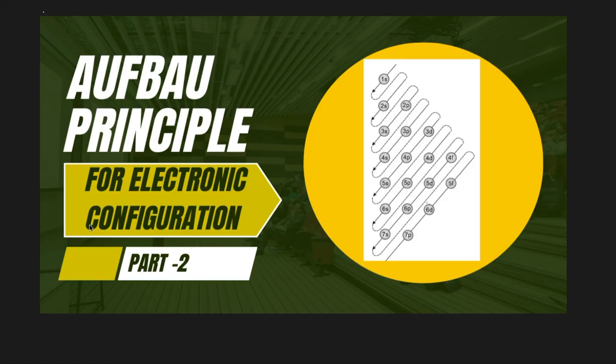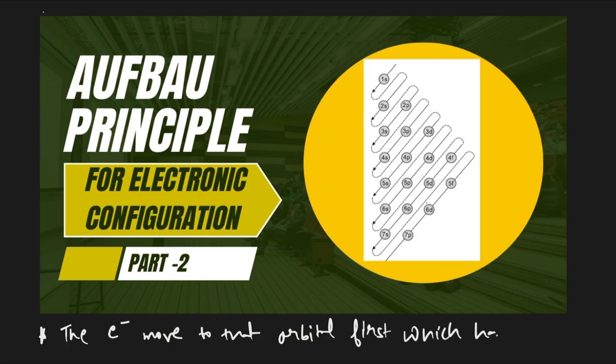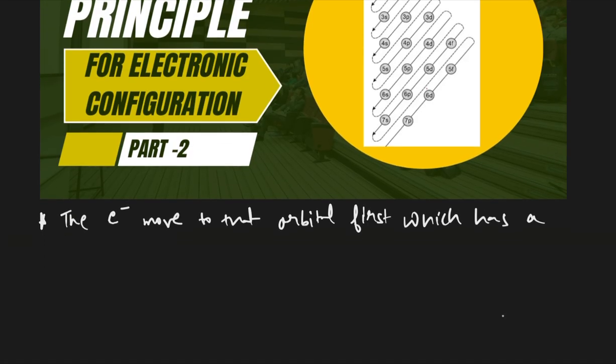Okay, so the rule number one says that the electron moves to that orbital first which has a lower energy. This is the first concept of this principle. Now how do we get to know which orbital has a lower energy and which one has a higher energy? So it provides a rule for that.